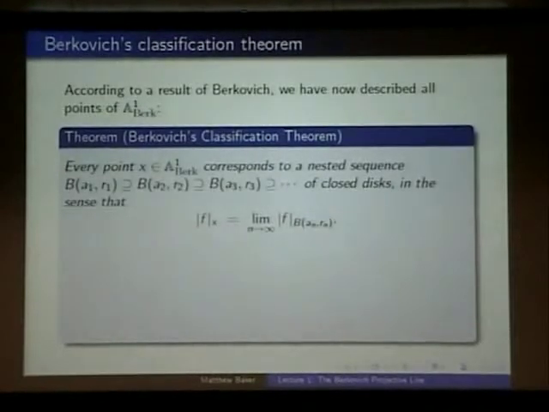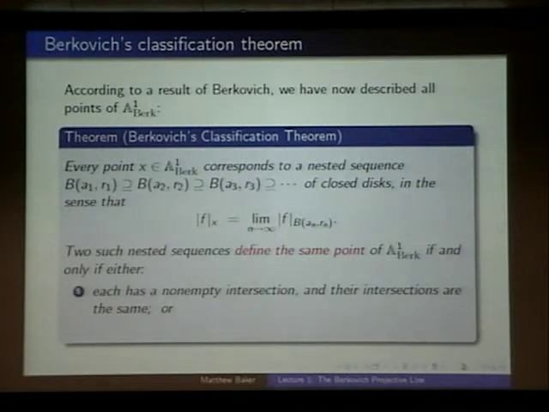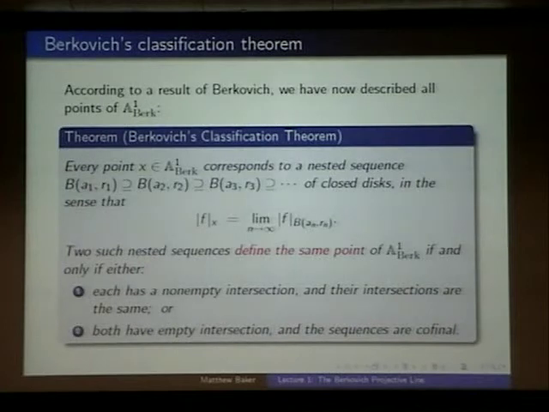Now this includes all the cases I've talked about, right? Because for evaluation at a point, you just think of a nested sequence of closed disks whose intersection is that point. And then evaluation at that point comes from the sup norms on this decreasing sequence of disks. And if I have just the sup norm on a disk itself, take a constant sequence. In this way, you get every point. And then we also know when they define the same point: either each has a non-empty intersection and the intersections are the same, or they both have empty intersection and the two sequences are cofinal. So if you put this equivalence relation on nested sequences of closed disks, you get everything. This is not hard to prove, but I'm not going to give the proof.